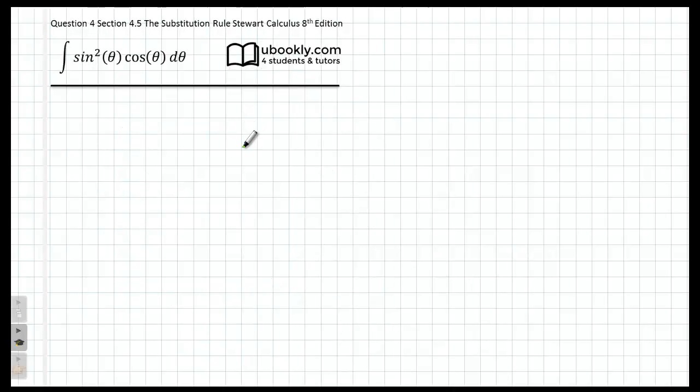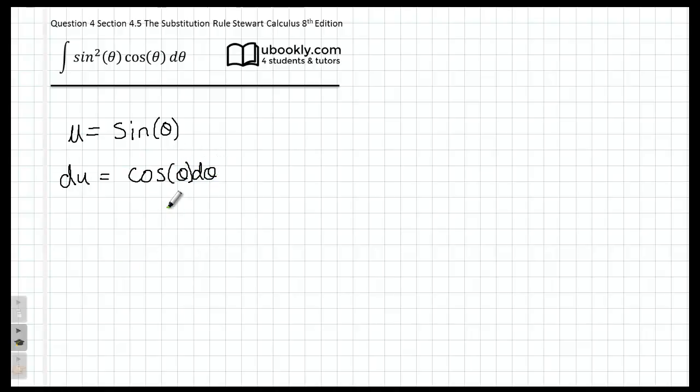Okay, so I hope you're seeing the method we're using here. The questions will get harder, but the idea remains the same. So here, I know that the derivative of sine is cosine, and so I can make a simple u substitution here. So I'll let u be sine of theta, and du would be cosine of theta d theta. And this is perfect. I don't need to do anything. This is exactly what I want, which is cosine of theta d theta right here.